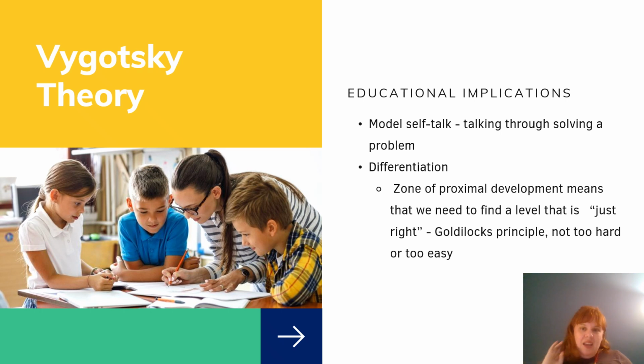And then differentiation. We need to adapt our instruction to meet the student's needs. We need to find a level that's just right. It's like Goldilocks, right? Not too hot, not too cold, just right. We need to find something that's not too hard and not too easy. Sometimes we're tempted to give things that are too easy to kids, but that is not helpful. They may be successful, but they're not growing. So we've got to find that zone of proximal development where they're able to learn.